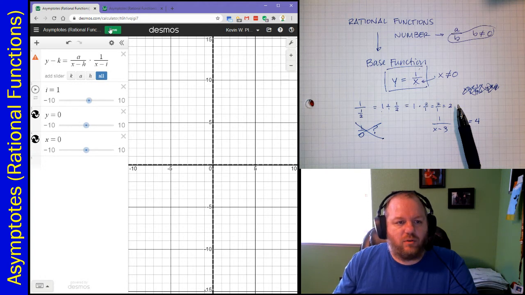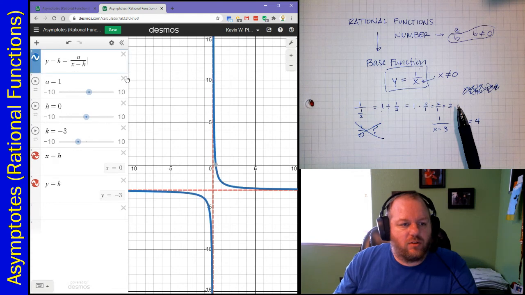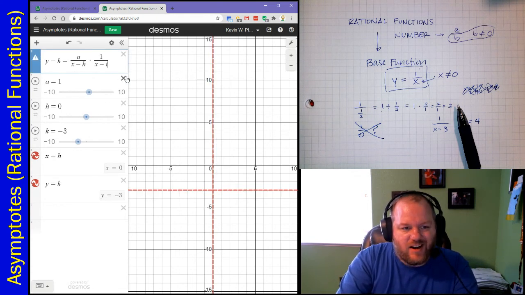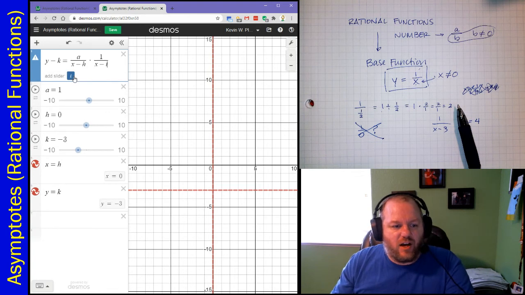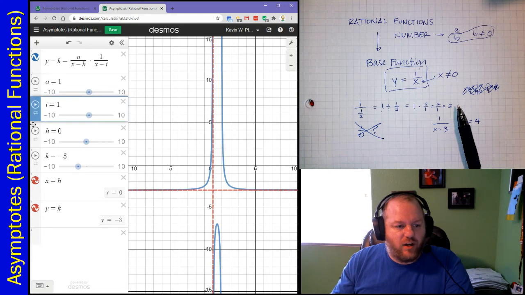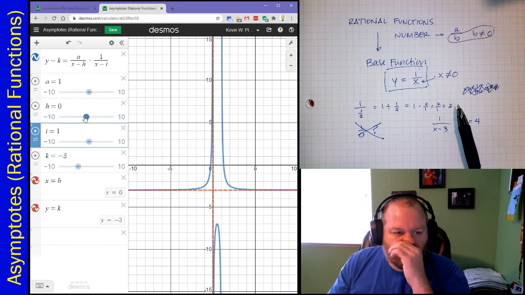You know what, I should have probably done it back on this other one. Here, let's do that. Times 1 over x minus i. And I'll add a slider for i. Ooh, it got all weird on me. So here's my slider for i, and I'm going to move that down under h.